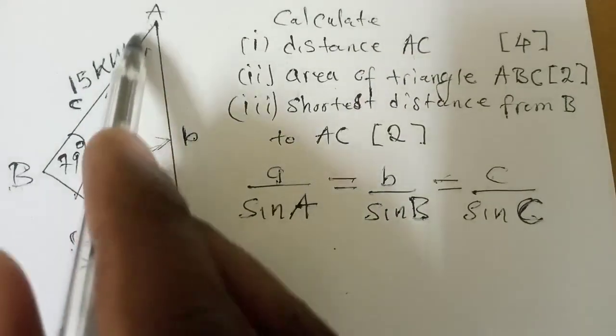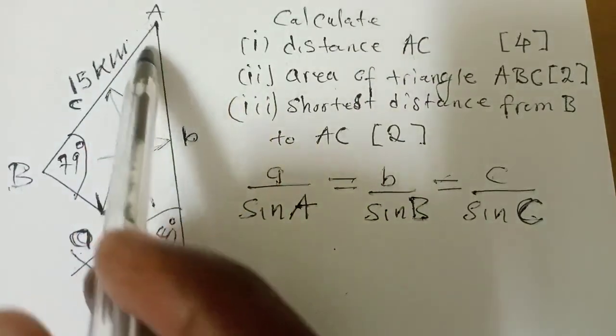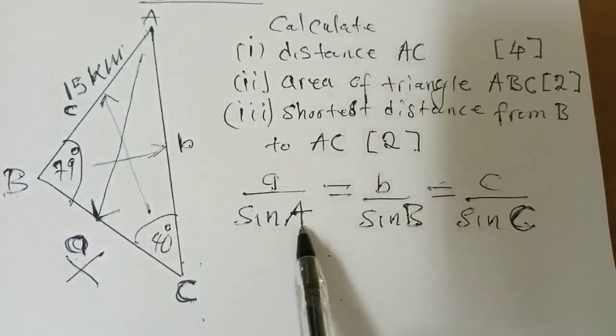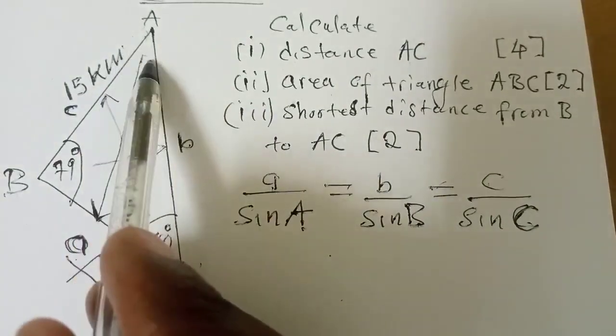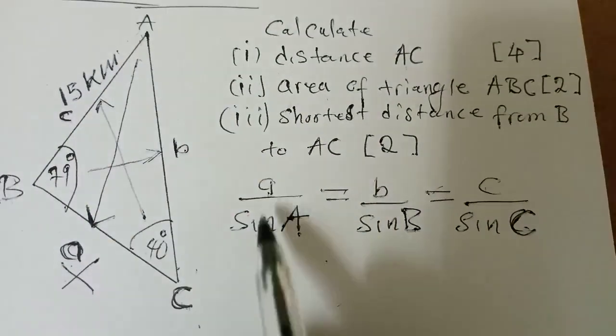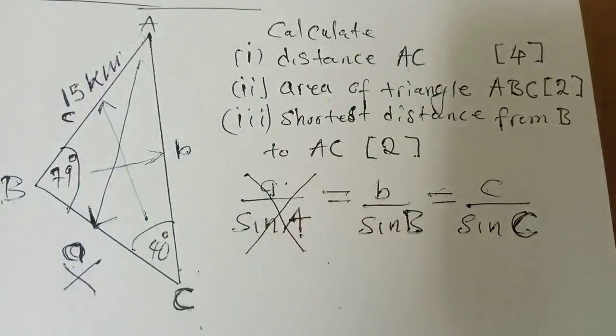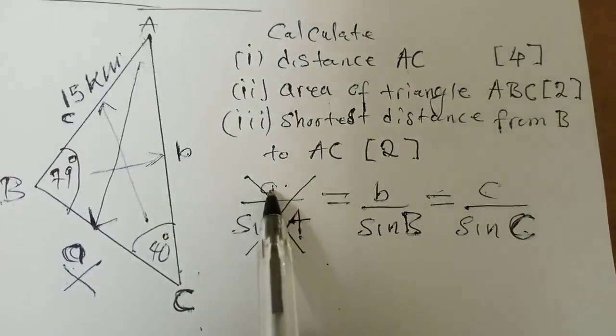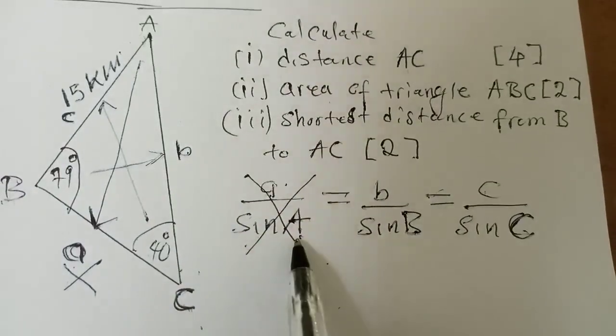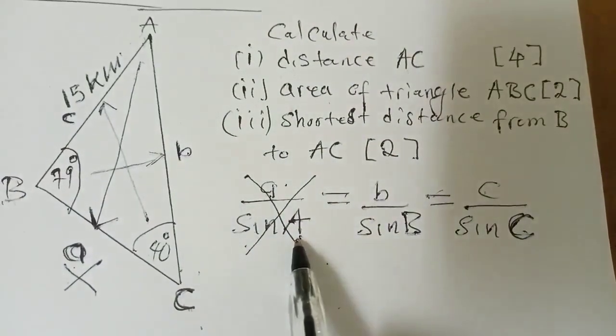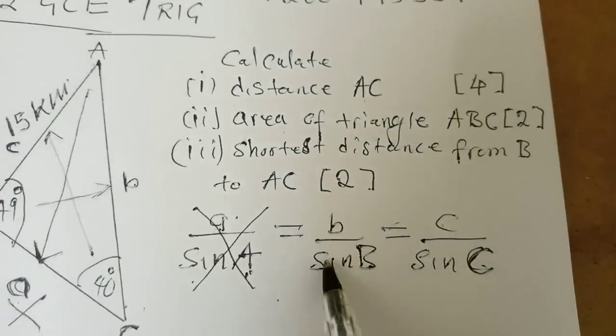Do we have capital letter A? Capital letter A is the angle. Do we have the angle here? No, we don't have. So meaning that here we don't have to use this, since we have nothing here, we don't have capital A. We go back to this one.